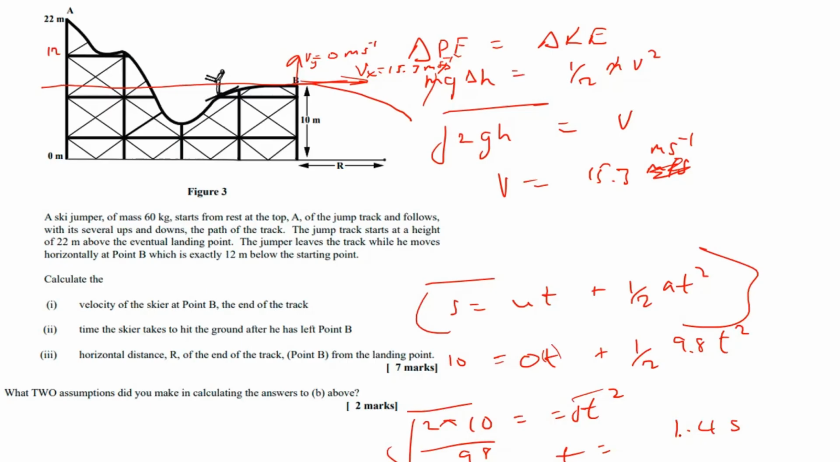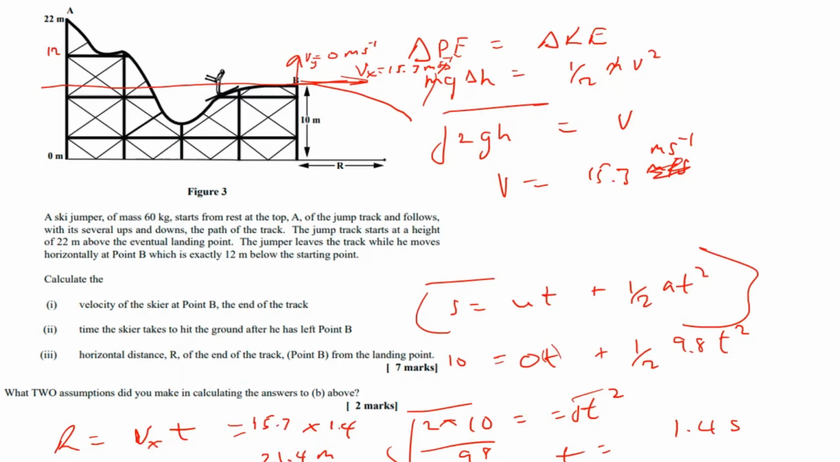They asked you to find the horizontal distance r, not the range. So r is equal to v of x times t. Please, ladies, because this is a projectile motion question, you have to pay attention to that. So this is your 15.3 times your 1.4, and that gives me 21.4 meters.